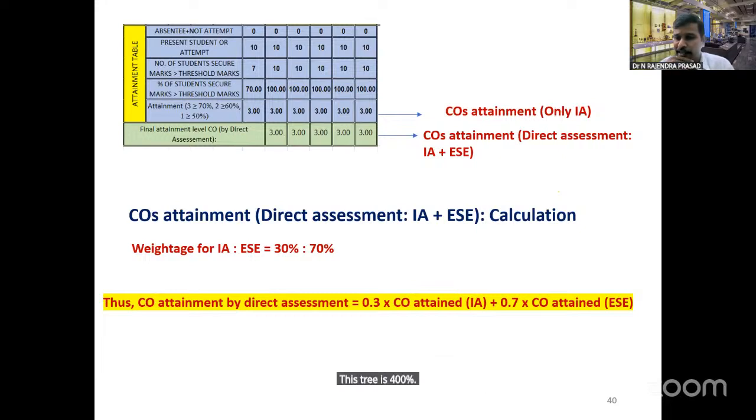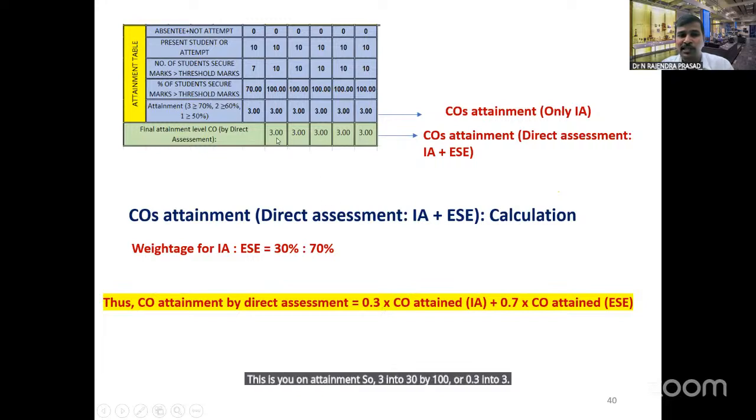Convert that to 30%. 30% means 30 by 100, which means 0.3. 0.3 into this 3. For each and every CO you do this, and you will get the 30% of CO attainment. 30 by 100 into the CO attainment of each particular CO. This is CO1 attainment 3. So 3 into 30 by 100, or 0.3 into 3.